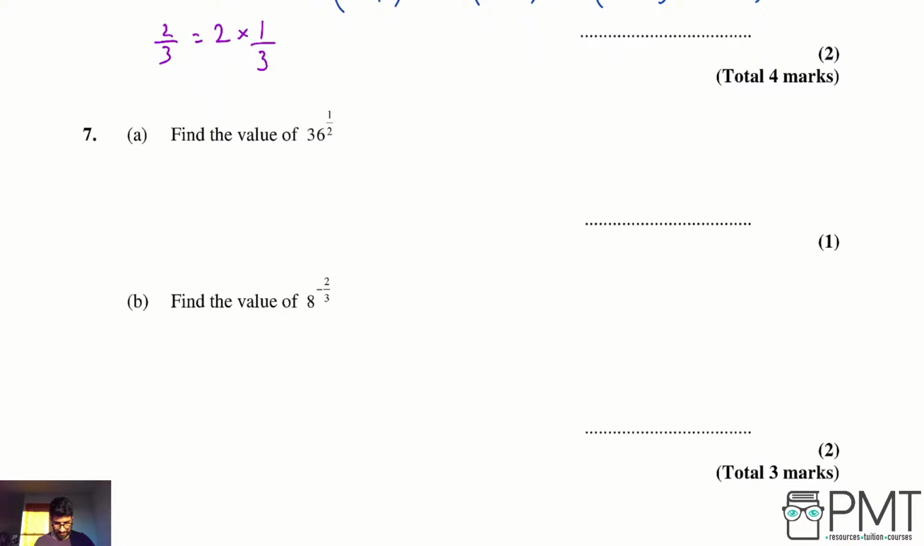7a is simpler. 36 to the half is the square root of 36. That's just going to be 6. But what about part B? So you should think, what's the best way of rewriting this?